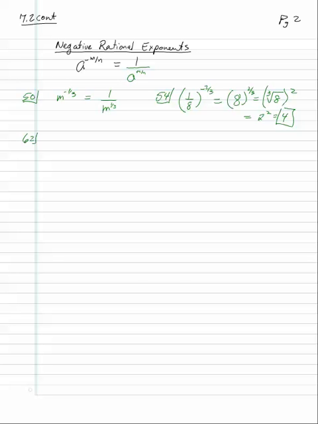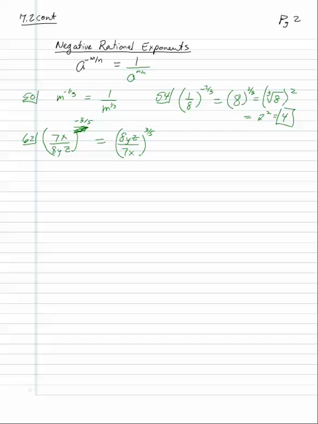So for 62, we have 7x over 8yz to the negative 3/5 power. The negative flips it over, 8yz over 7x to the 3/5, and we'll just leave it like that. There's nothing else to do really. You can use exponent rules and distribute.